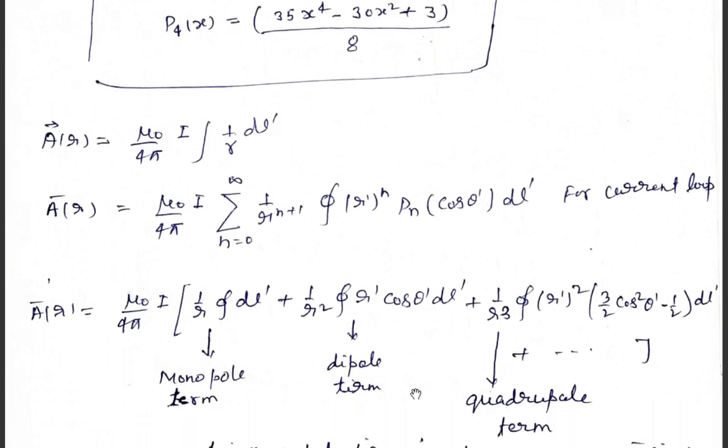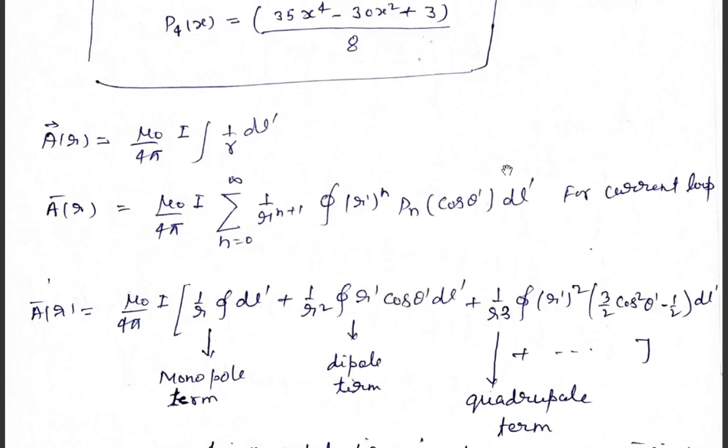Let us say n equals 0. If you put n equals 0, we get 1 upon r, and this quantity will be equal to 1. So we get μ0 I upon 4π times, in brackets, 1 upon r integral for the closed loop of dl prime. Similarly, if n equals 1, that is 1 plus 1, we get 1 upon r square, and the integral of r prime P1 cos θ prime, that is r prime cos θ prime, dl prime.